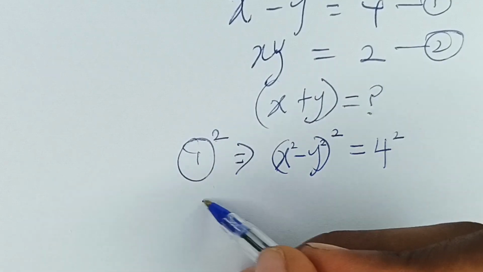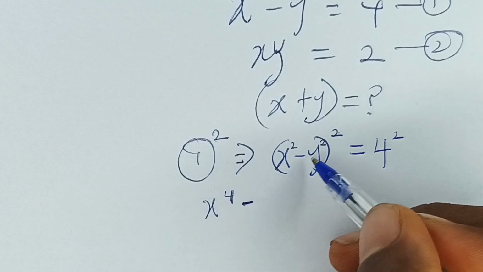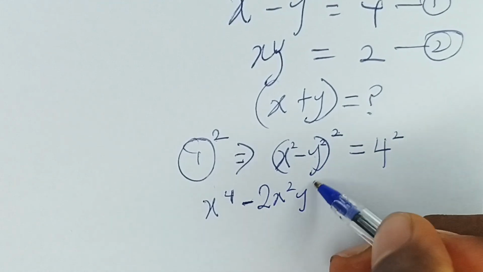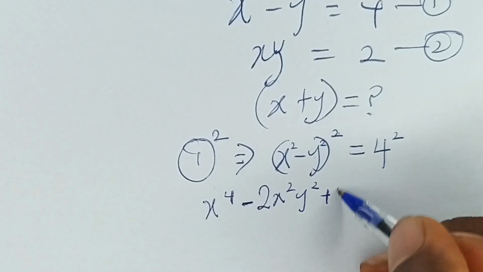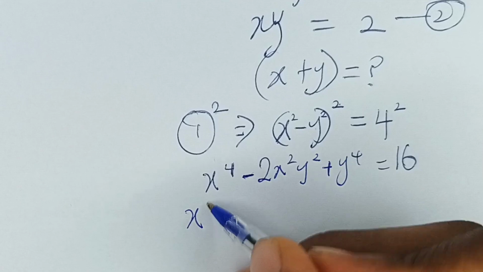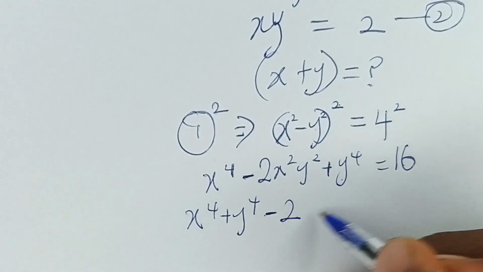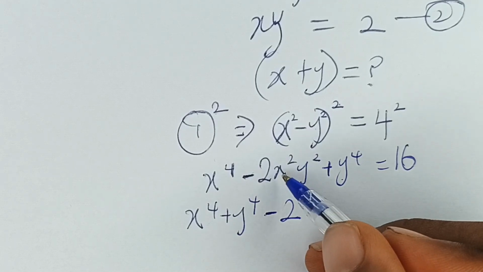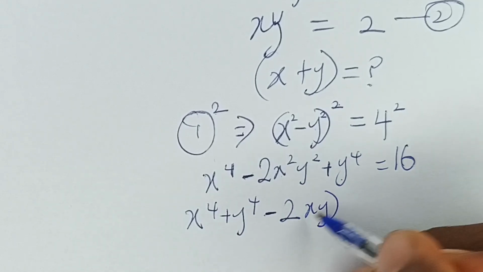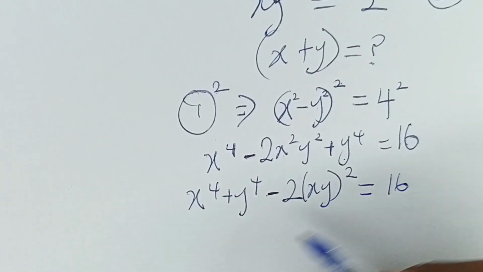x squared squared is x to the power 4, minus 2 times x squared times y squared, which is minus 2x squared y squared, plus y to the power 4, is equal to 16. From here we have x to the power 4 plus y to the power 4 minus 2. Okay, now x squared y squared can be expressed as xy all squared, is equal to 16. Alright, from the laws of indices.